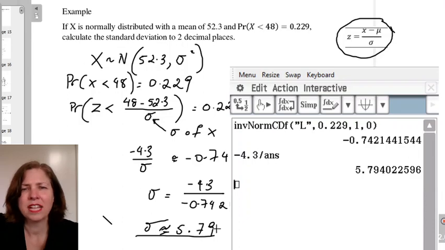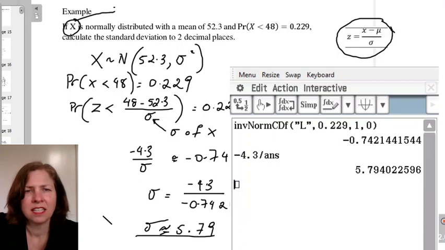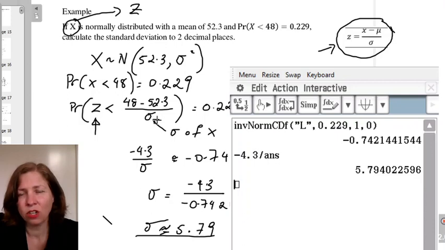Okay, so that's all I do. I need to change x into a z value by using this equation here. And when I do that, I can now use my calculator to find out what this boundary value is going to be. But this boundary value is not an unknown, it's a little equation, negative 4.3 over sigma. So I write those down and then I just solve this. Okay, that's all there is for this first video on this work.